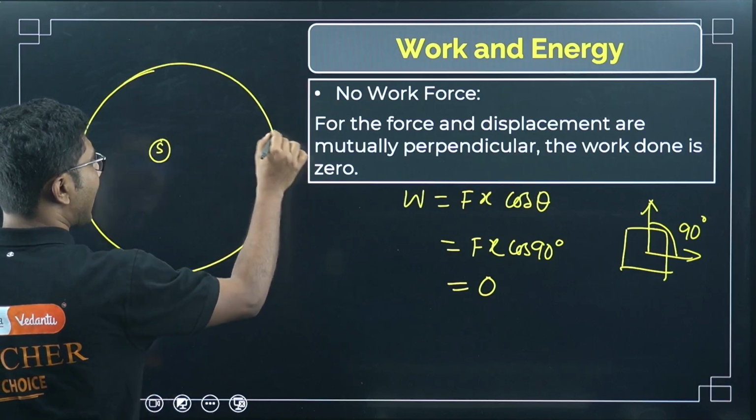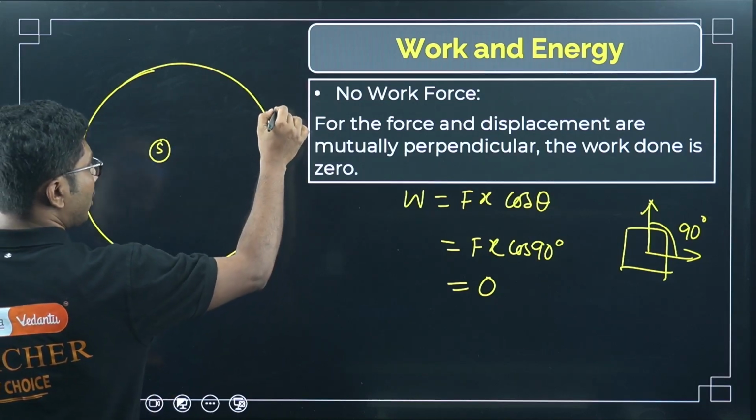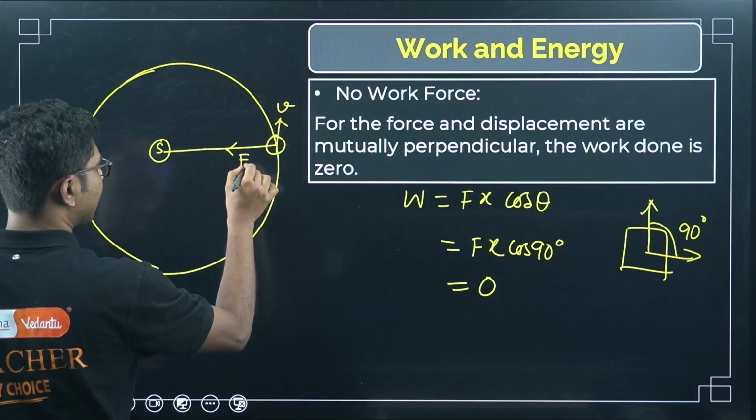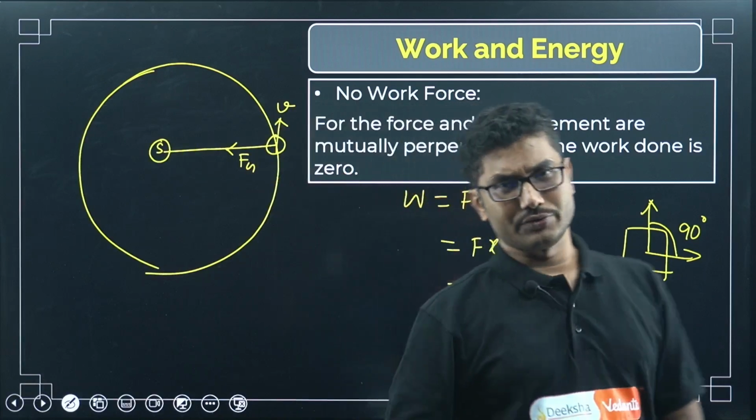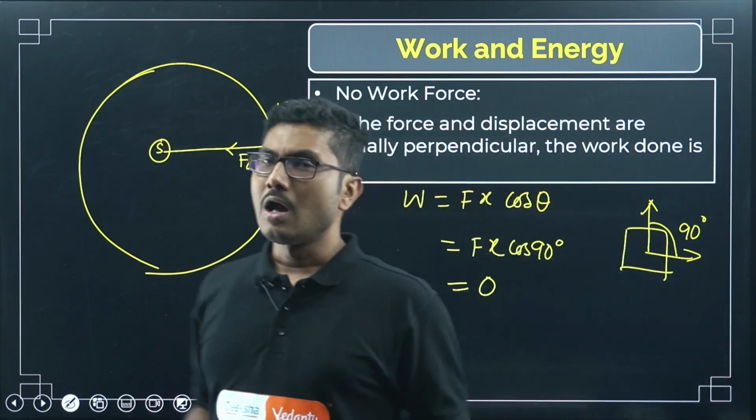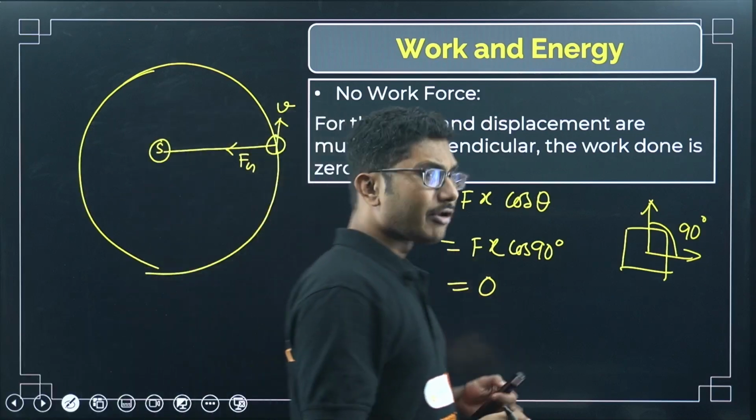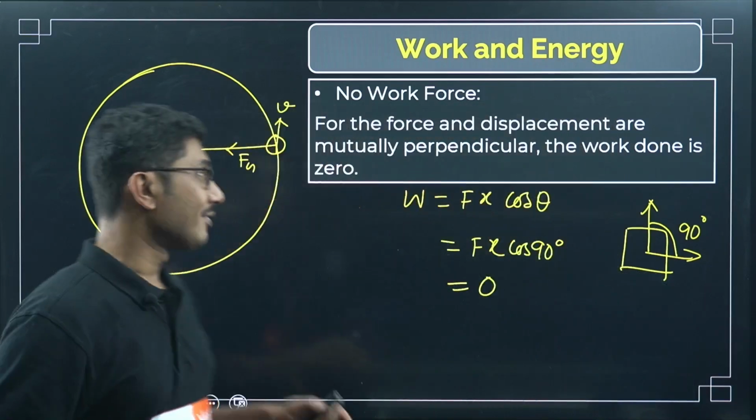Okay, this is Earth, and the direction of motion of Earth is in this direction, and the gravitational force is in this direction. That is why this force is a no work force, right? So there are many common examples of no work force. Sometimes they might ask which of the following is not doing any work. So that's why I have given this concept here.